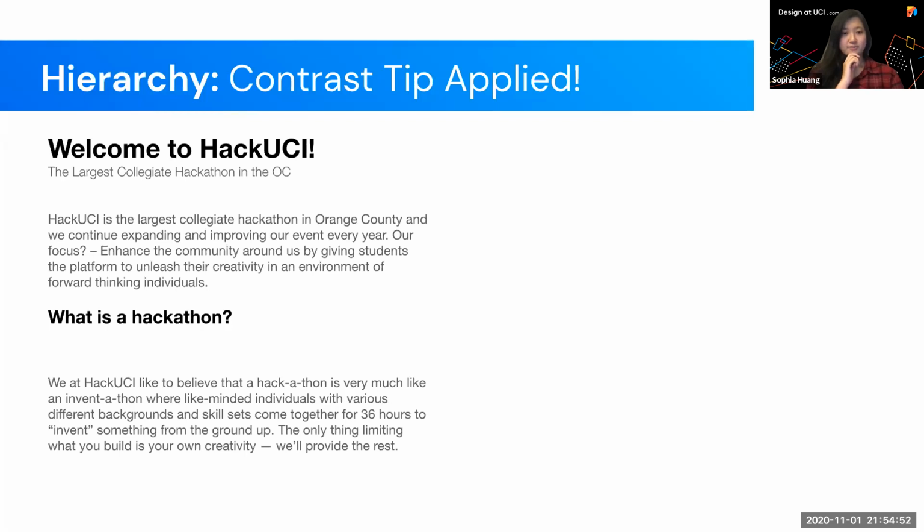All right, so on this slide, I just did what I talked about, that little tip of bringing the secondary elements back. I pushed all the body copy into a grayer font, and I kept the headlines black. As you can see now, the contrast is even more distinct.